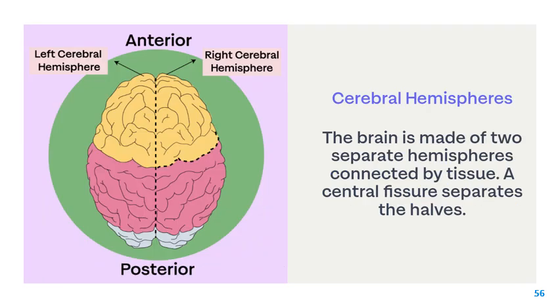Okay, so looking at the front of the brain from the top, you're going to see that you have two halves. So here's going to be your left hemisphere, and here's going to be your right hemisphere. So two halves for your cerebrum.